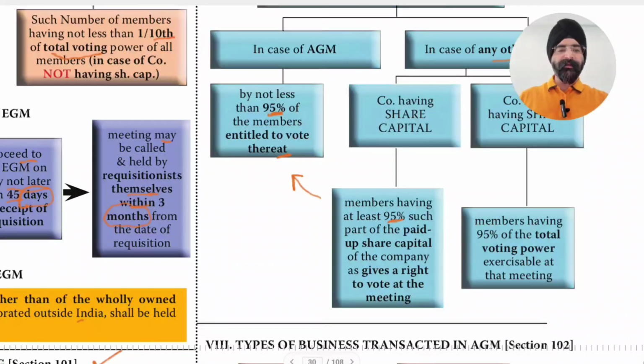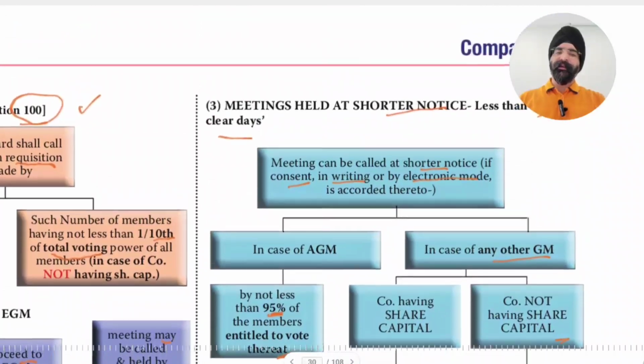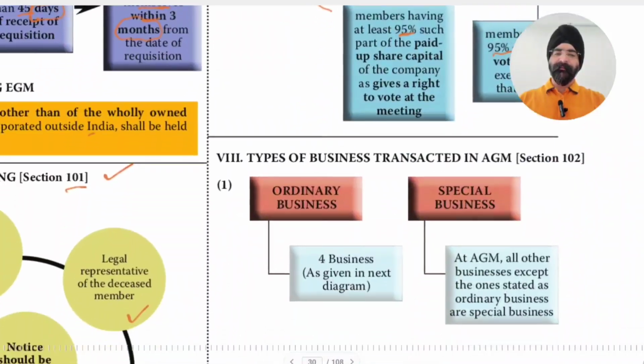Then, if the company does not have share capital, members having 95% of the total voting power exercisable at that meeting. So voting power is to be checked in case the company does not have share capital. In case the company has share capital, then the 95% voting is to be calculated for both the annual general meeting and the extraordinary general meeting.